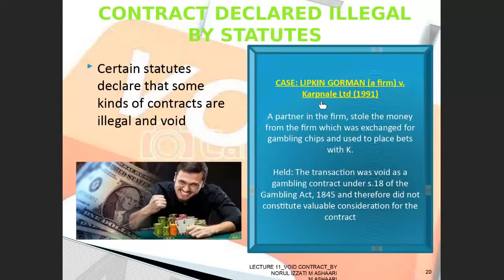Lipkin versus Carpneil. A partner in the firm stole money from the firm, which was exchanged for gambling. Can you see the word gambling? The gambling was used to place bets with K. K is Carpneil. So it was held in this case that the transaction was void. The transaction where the person stole money from the firm for gambling is considered void, as gambling is not allowed by the law in this particular court case, and therefore it did not constitute valuable consideration for the contract. So the contract is void.